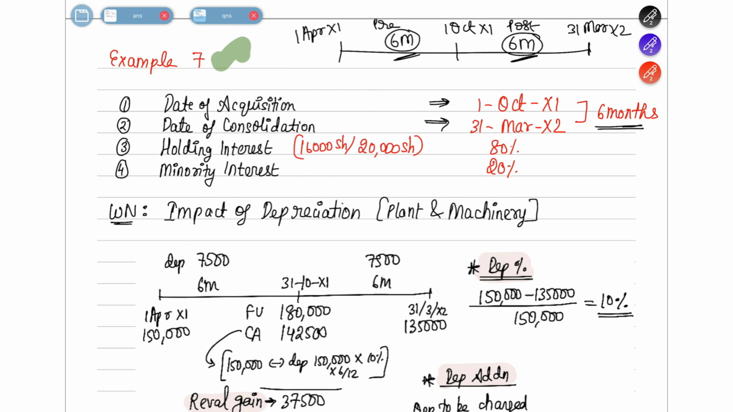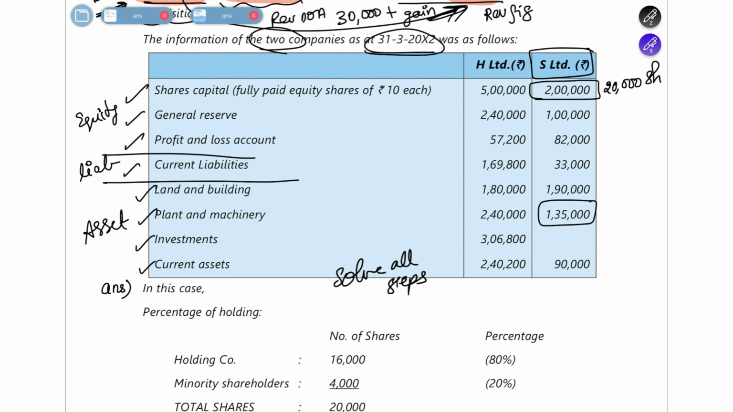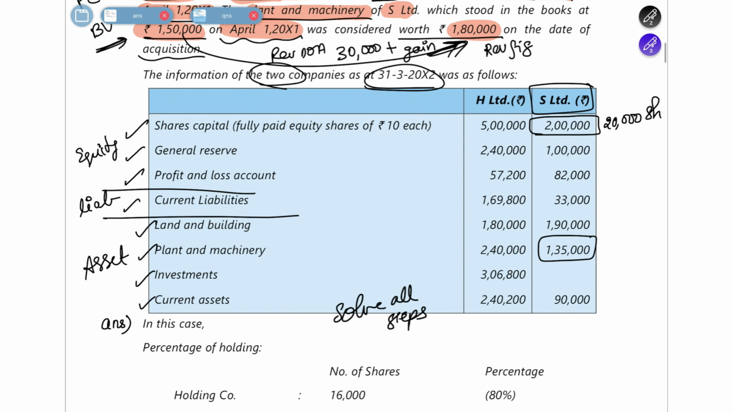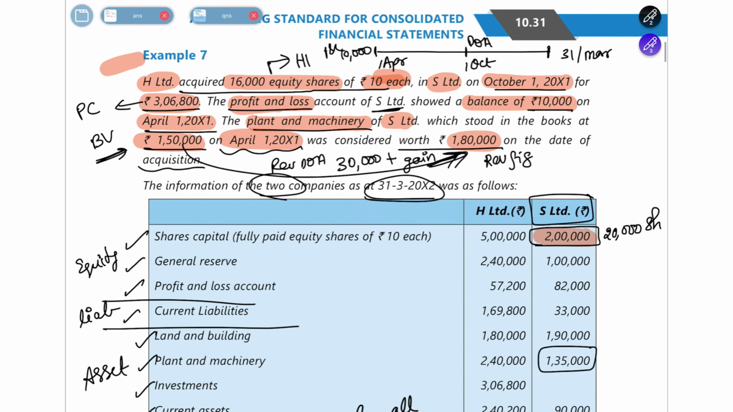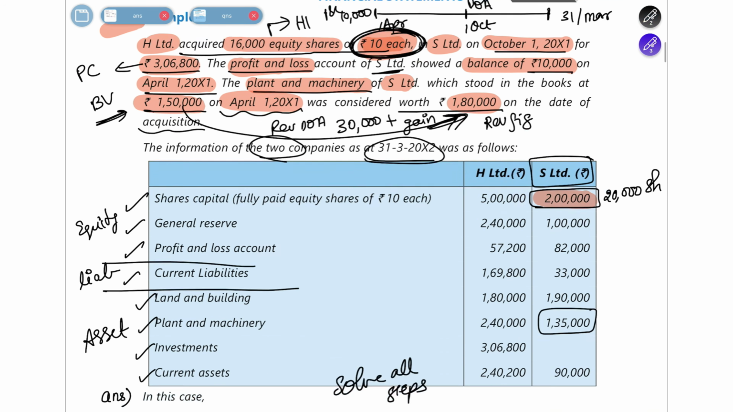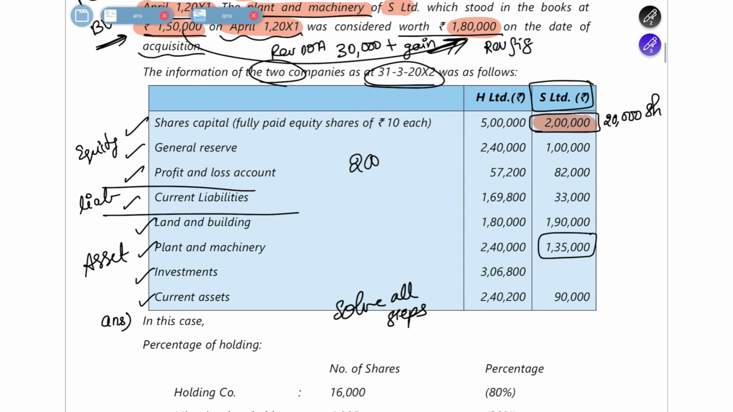Okay, then you have a holding interest. In the question, if you see carefully, they have told you that S Limited has a share capital worth 2 lakh rupees. Okay, and they have told you that each share of S Limited is worth 10 each. So they are saying that there is a share capital of 2 lakh rupees and each share is worth 10 rupees, which means how many shares are there in the company? There are 20,000 shares in the company of S Limited.